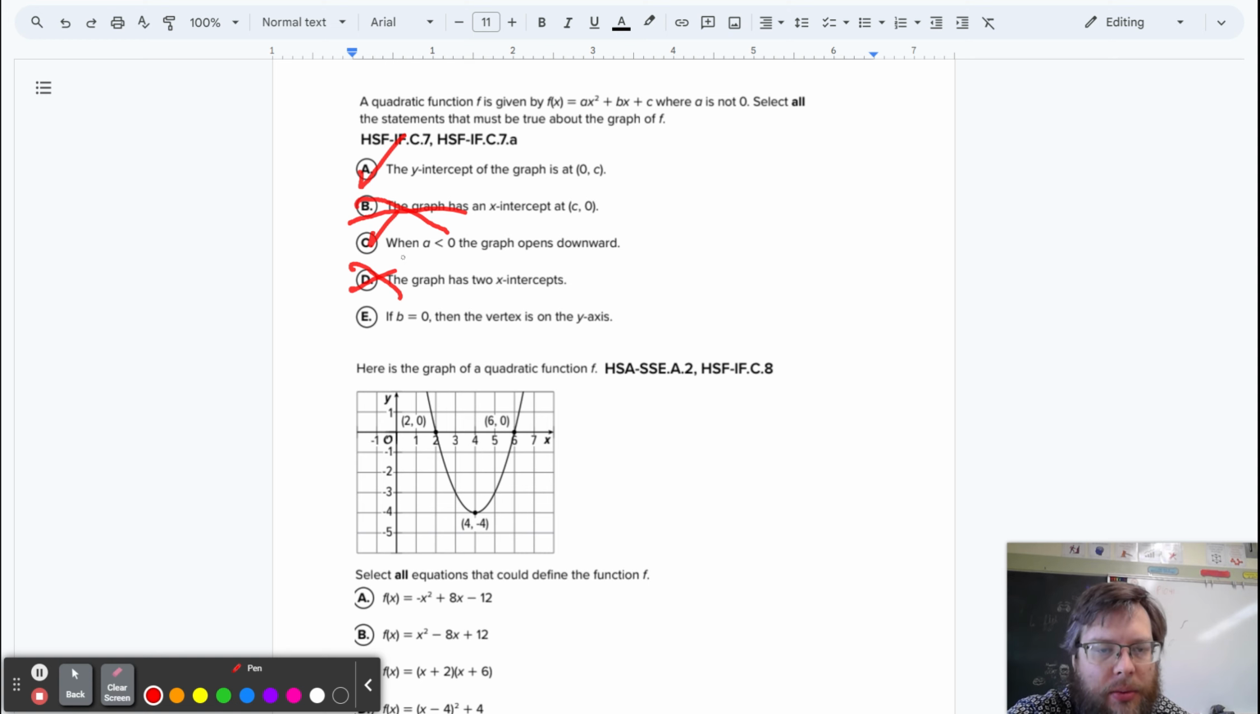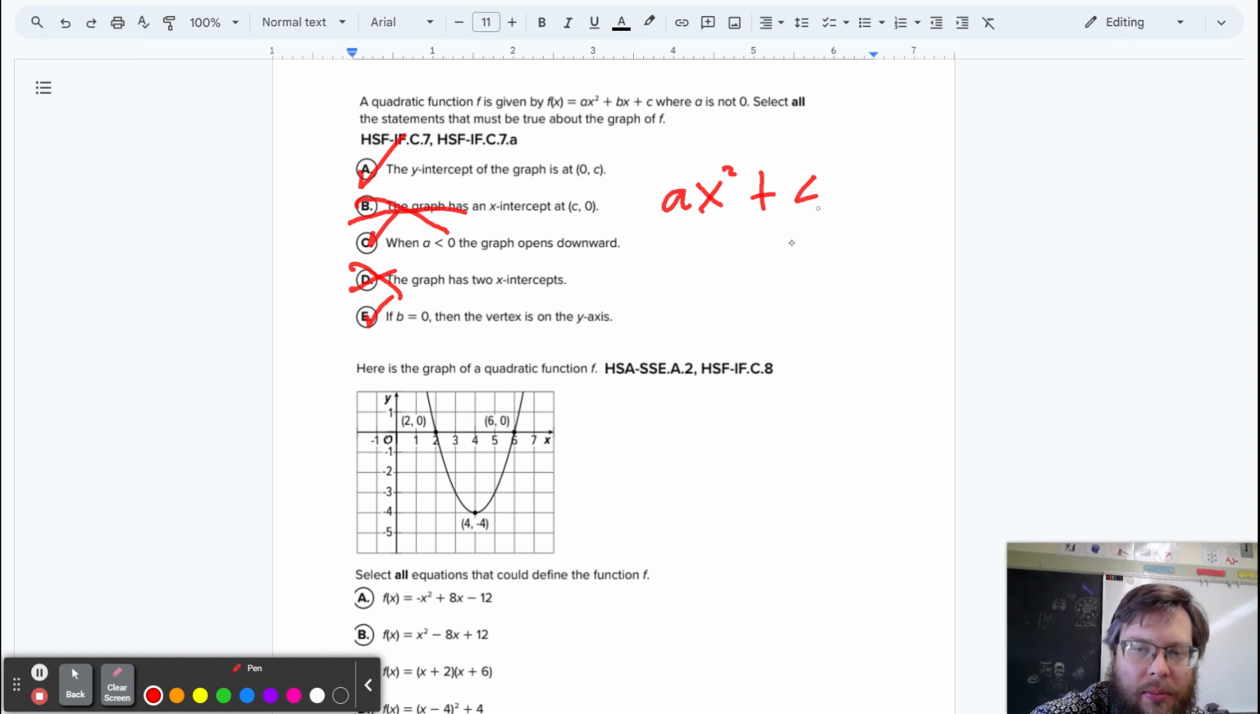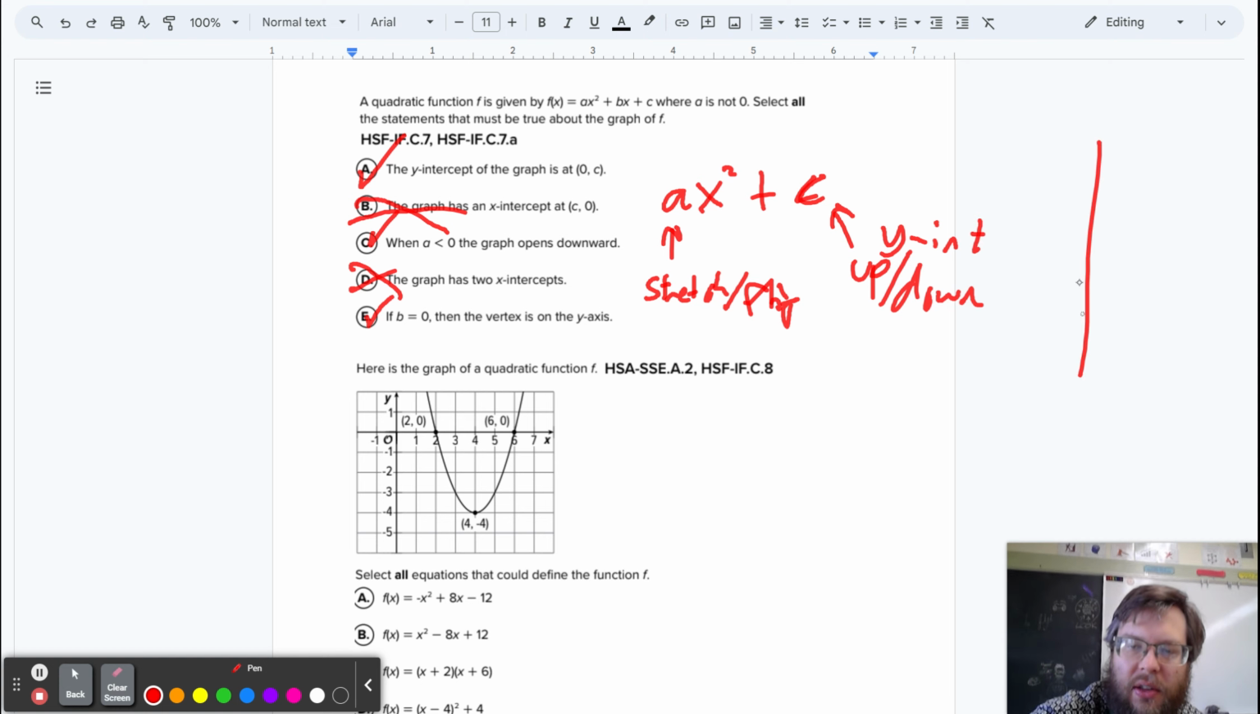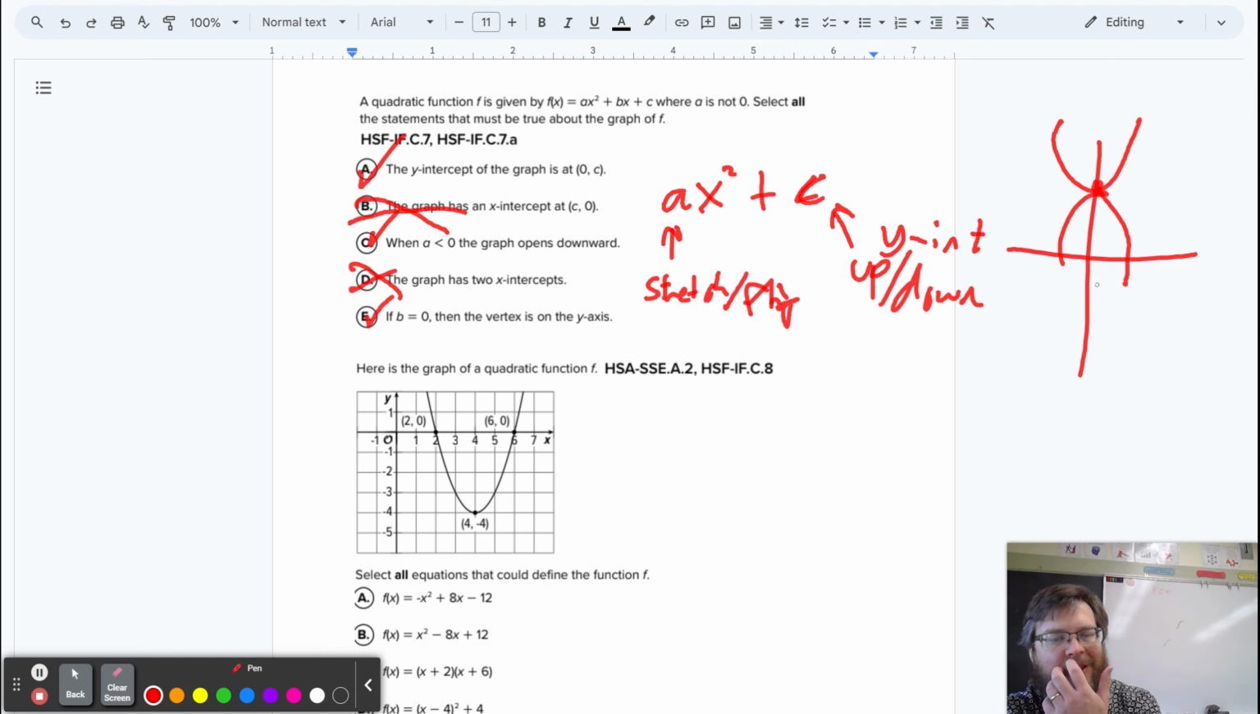And the last one, if b equals 0, then the vertex is on the x-axis. And this actually turns out to be true. If you have b equals 0, then your equation just looks like this, ax squared plus c. And this just makes it stretch or flip. And then this c just makes it go up or down, like where the y-intercept goes up or down. And so if that's the case, then you're either going to have a parabola looking like this, or maybe looking like this. And so the vertex is on the y-axis. So 3 correct statements there.